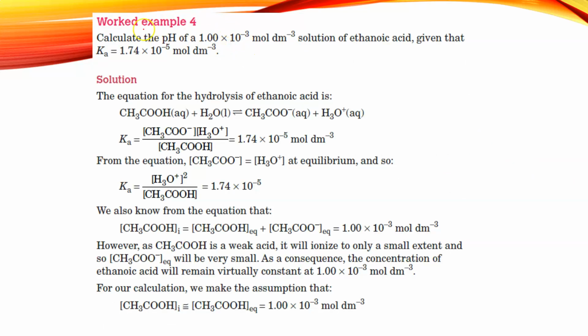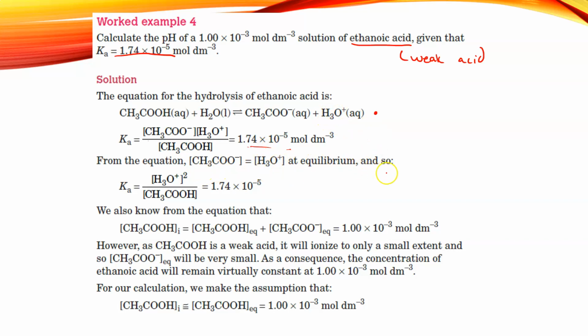If we were asked to calculate the pH of a 1 × 10^-3 mol dm^-3 solution of ethanoic acid, remembering that ethanoic acid is a weak acid, and we've been given the Ka, we can then write the expression. The equation for the hydrolysis of ethanoic acid is here, using our equilibrium arrows, which means the expression for this is going to be Ka. We know how to write that expression, and we now have a numerical value for that expression from the Ka in the question.